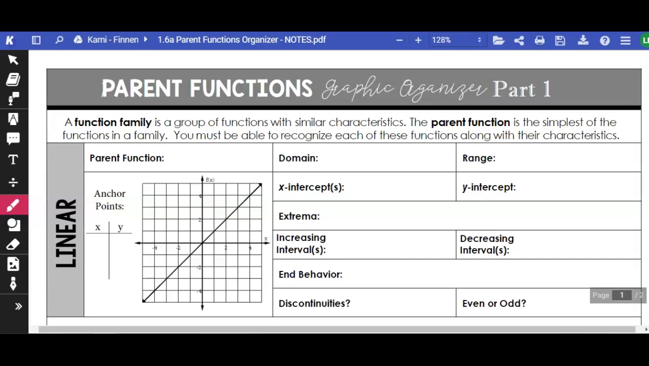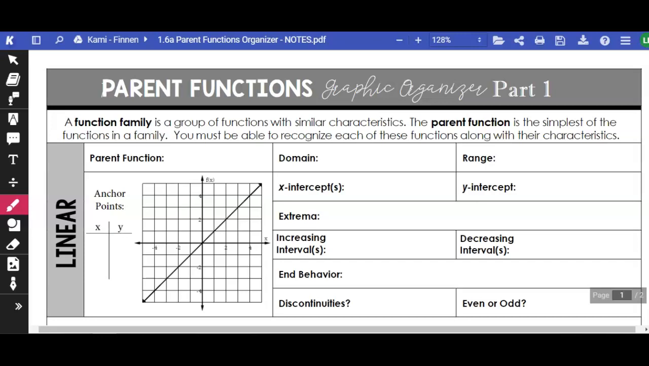All of the parent functions that are in this organizer are ones that you should already be able to recognize and know some of the characteristics of. So if I showed you a picture of a cubic, you should be able to tell me it's a cubic and know some stuff about it. So I am going to get you started on this. We're going to talk about a few key features here, and then you're actually going to fill out most of this on your own. All right.